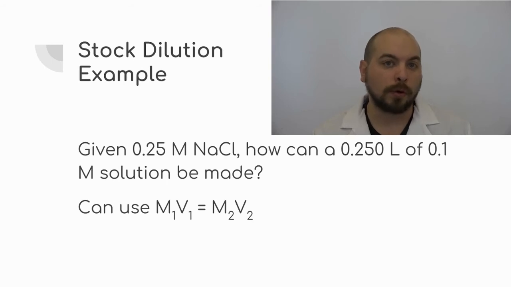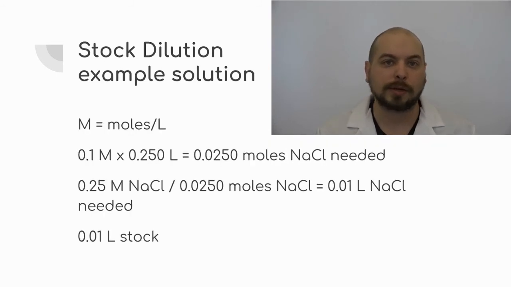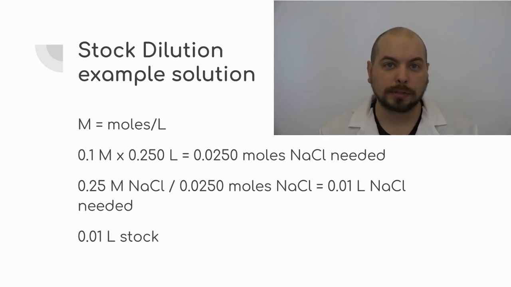and 0.1 molar. So what I'm going to do is plug in, and I realize that the only thing I'm missing is V1, the initial volume of my stock solution necessary to get to my final solution. What I'm going to do is solve for V1. And what I realize is that I need 0.01 liters of sodium chloride solution, of this stock solution, to be able to create 250 milliliters of my final solution.